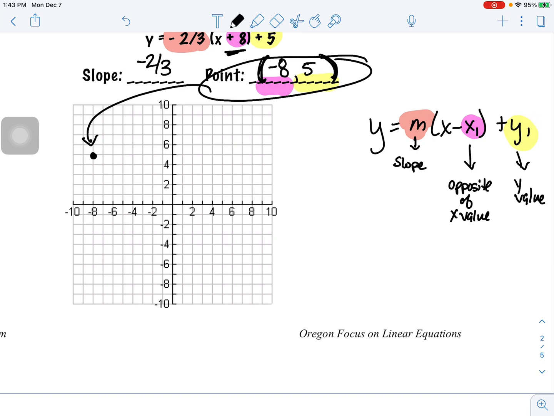And then I'm going to use the slope to graph it. So negative 2/3 means I'm going to rise negative 2 and run to the right 3. Down 2 over 3, down 2 over 3.